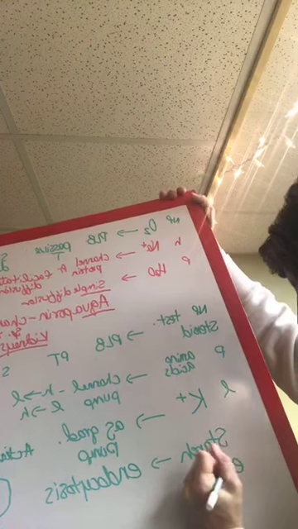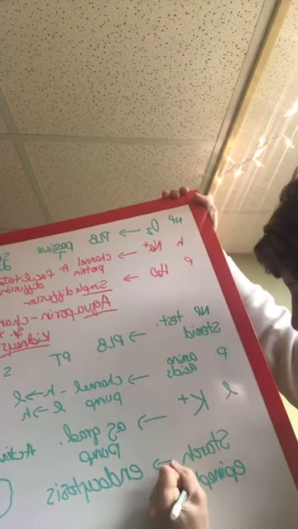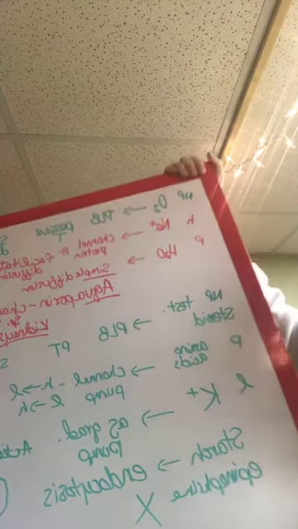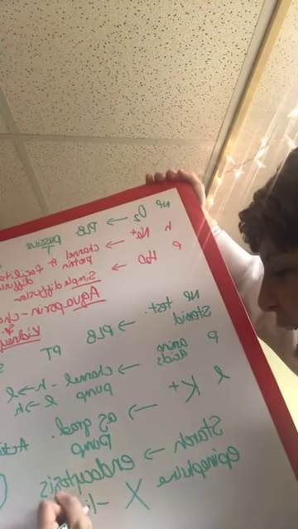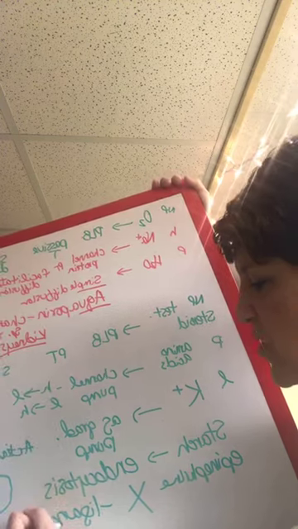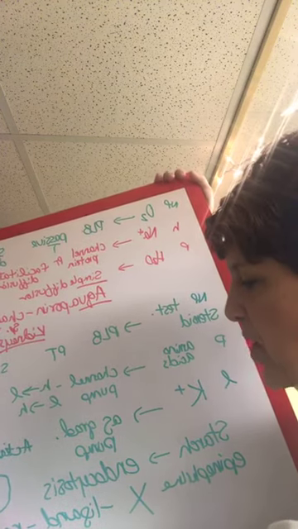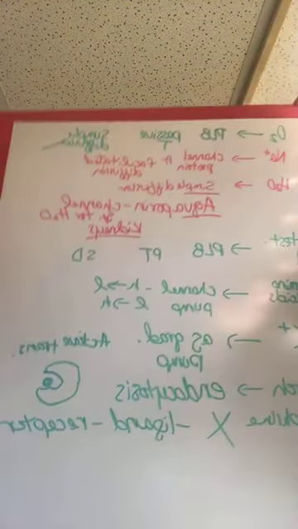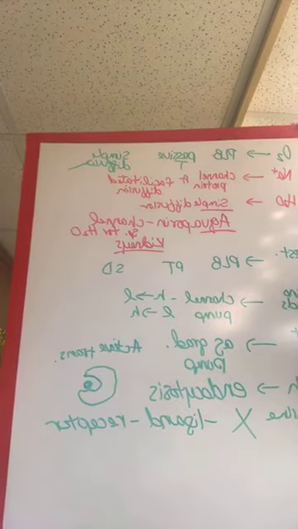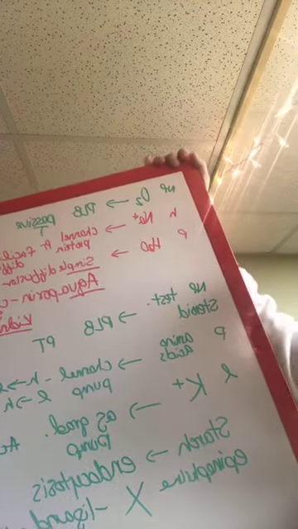The next one, epinephrine. Epinephrine does not enter, so I'm just going to put a big X. Epinephrine is a ligand, and it is received by the receptor, and then the receptor will change shape and work accordingly, but the epinephrine doesn't actually end up entering the cell.